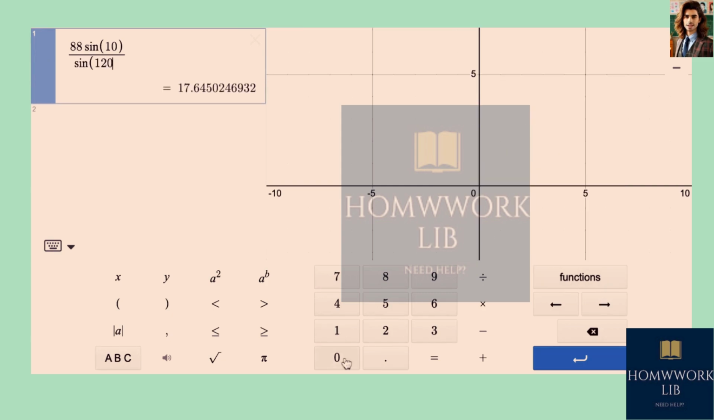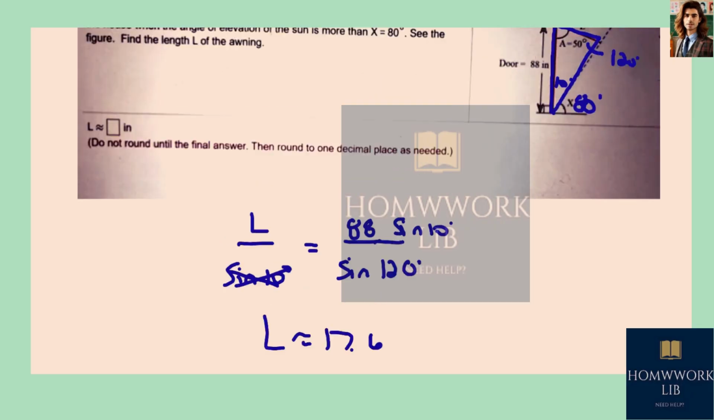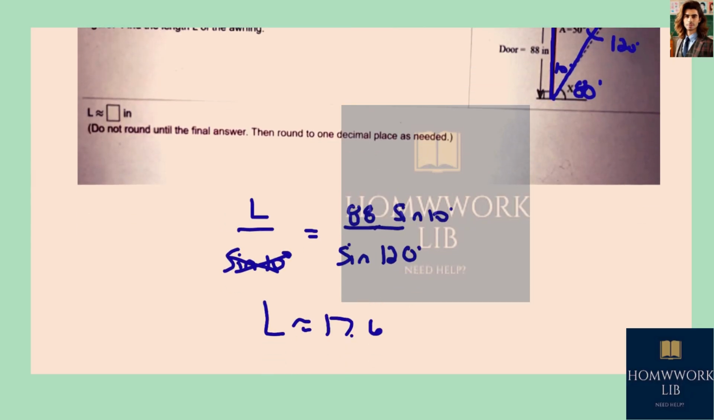And we get 17.6 inches to one decimal place. 17.6.